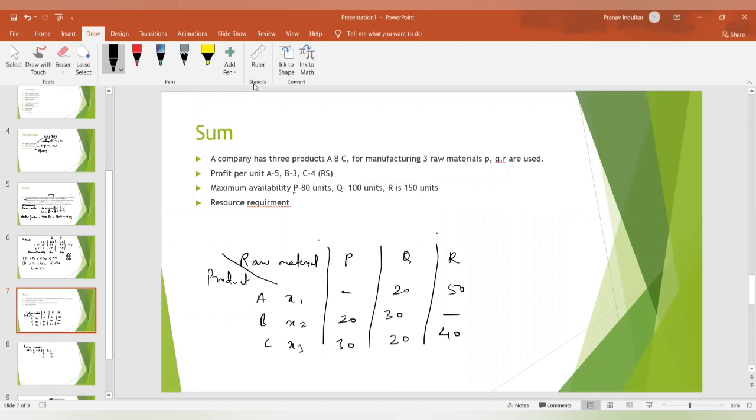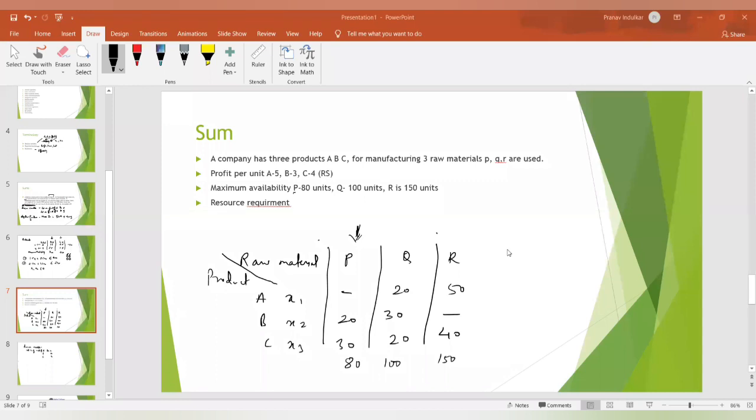तो किसका P का बोला है ना, तो P को मार्क करो यहाँ पे. P का कितना है? 80. Q का कितना है? 100. और R का कितना है? 150. सो यू अंडरस्टैंड दिस? डू यू अंडरस्टैंड दिस नाउ? चरण, इज इट क्लियर?